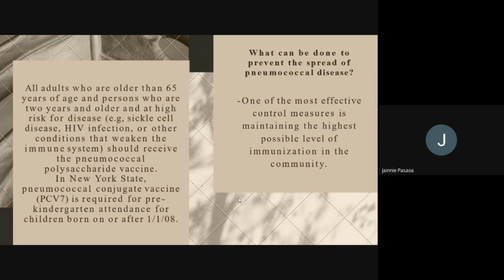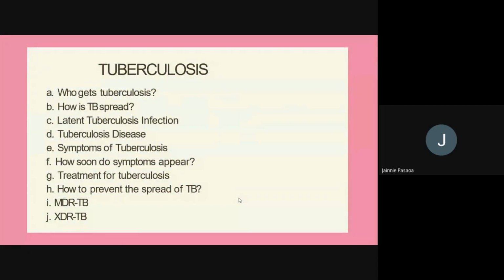Next topic is tuberculosis. Objectives. A. Who gets tuberculosis? What is TB? How is TB spread? Latent tuberculosis infection, tuberculosis disease, symptoms of tuberculosis, how soon do some symptoms appear, treatment for tuberculosis, how to prevent the spread of TB, MDR-TB, or multi-drug resistant tuberculosis, and XDR-TB, or extensively drug-resistant tuberculosis. Next slide.